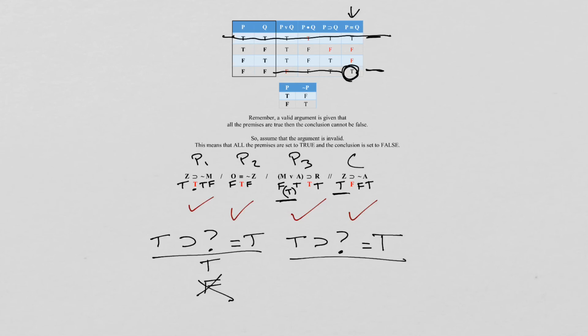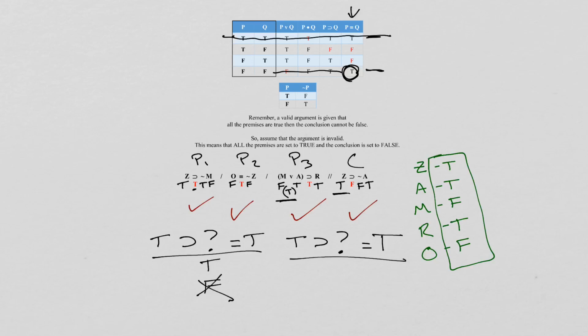So what this means is, if we were to do a long truth table, then on the line where Z is true, A is true, M is false, R is true, O is false, this one right here, over on the side where we do this, that would be the line that you would find invalid. Okay, so when you force it to work, it's invalid.